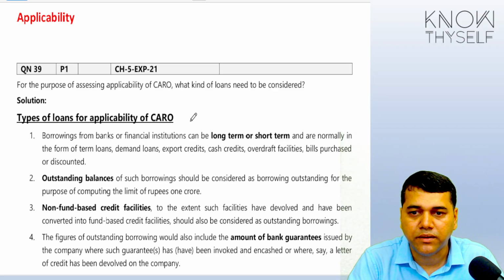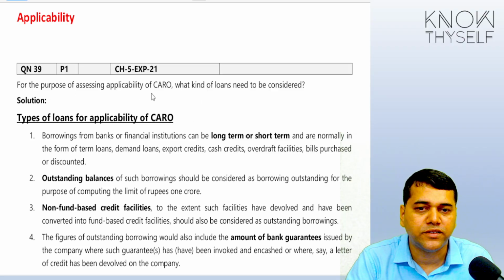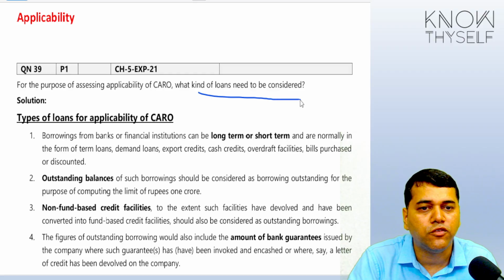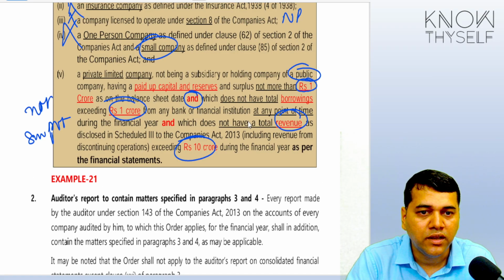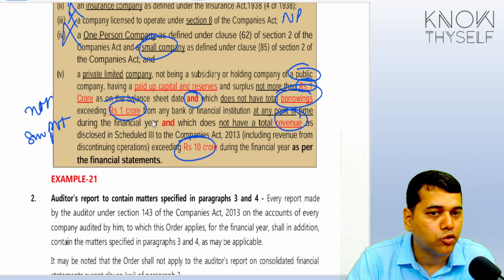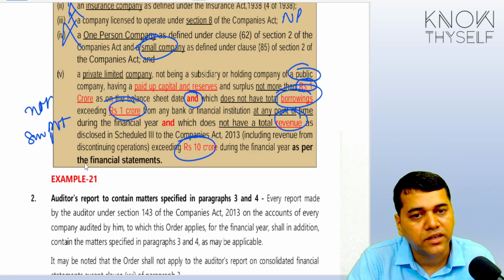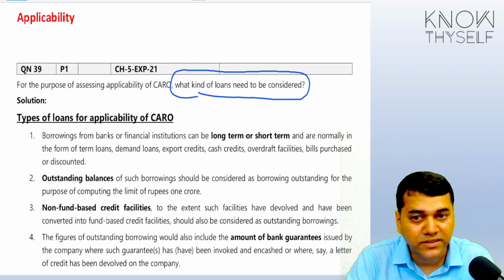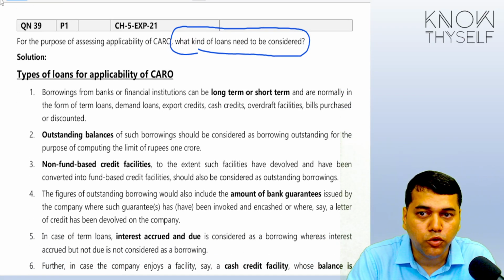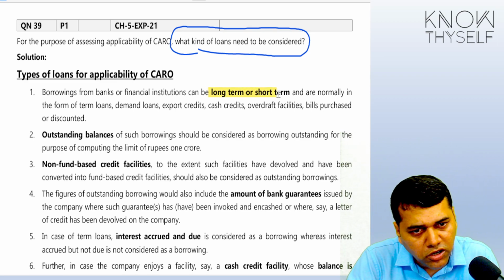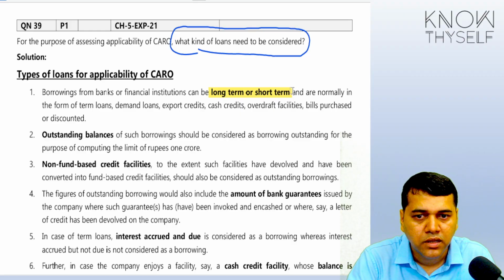Example number 21. Okay. For the purpose of assessing applicability of CARO, what kind of loans to be considered? Because they said here, somewhere that borrowings exceeding 1 crore. Which type of borrowing will be covered here? Okay, so they have given some example. So they may ask you one question based on this. So the types of loan applicable is definitely long-term and short-term will be applicable.